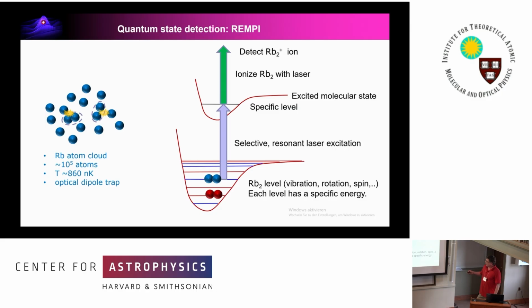probability. And then by scanning this purple laser over all of these levels that are of interest, we can just see which level was populated and which level wasn't populated. And the good news is also that each level typically has its own energy. Just by choosing the frequency here, we can really go over all of these different levels.